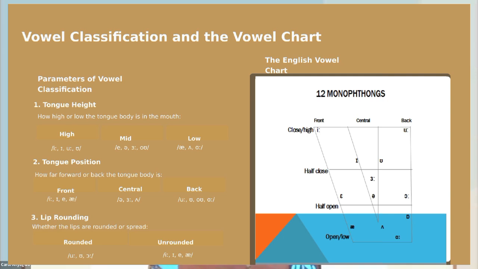E, you can see my tongue. But pay attention to these ones. O, U, you'll see that my tongue is retracted. It is actually the back of the tongue that is raised. And so those are called back vowels.